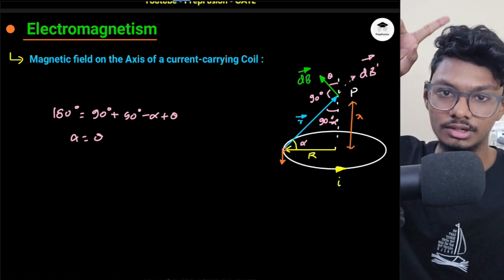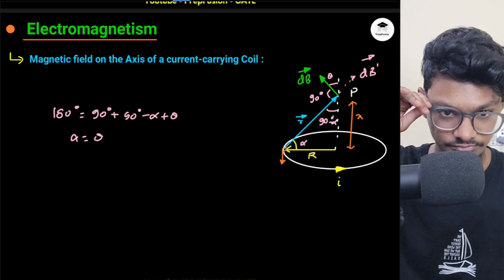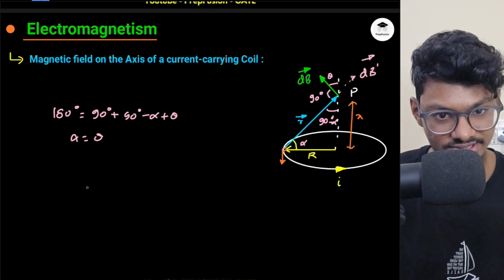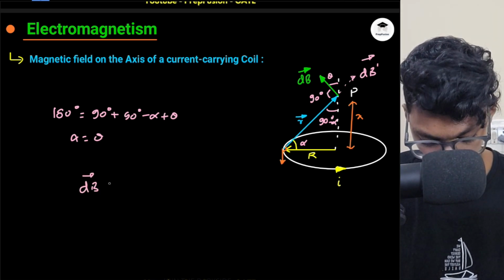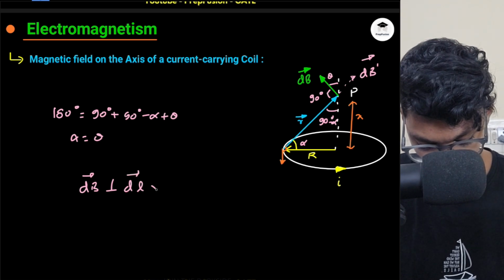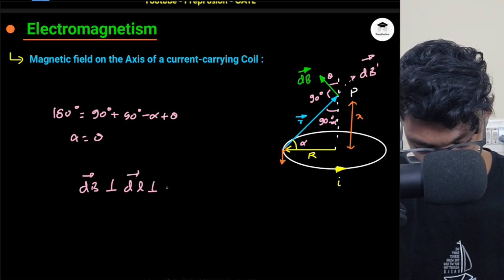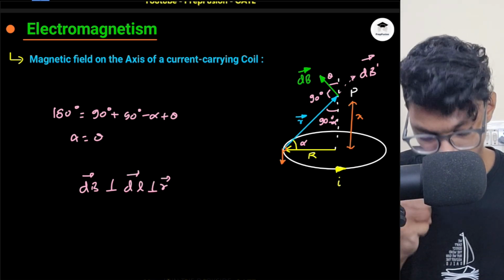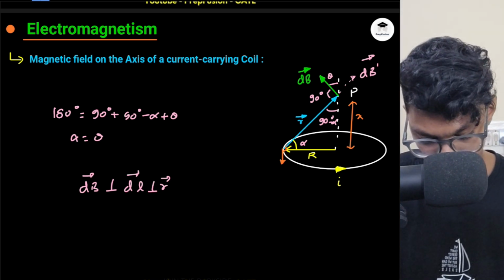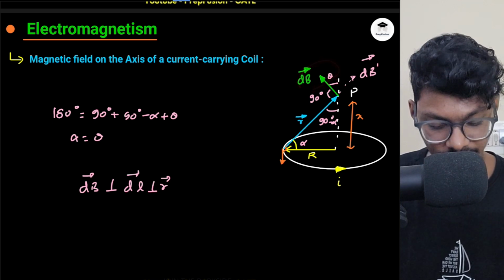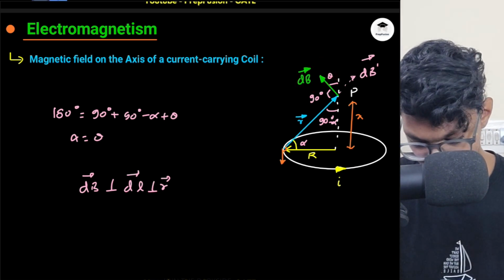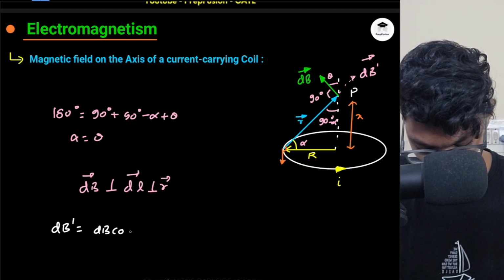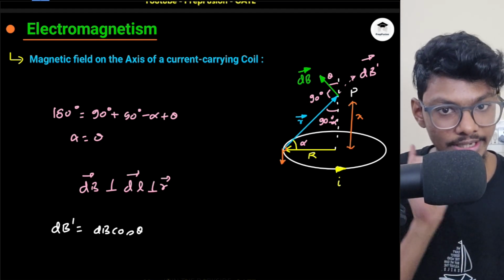And I know that all the three vectors will be perpendicular to each other. Basically my dB vector will always be perpendicular to my dl vector and always perpendicular to my r vector. That's the simple definition, right? So what is the main point I want to talk about? Only the magnetic field will be computed due to dB dash. What is dB dash? dB dash is simply dB cos theta. Due to that component only the magnetic field will be computed.